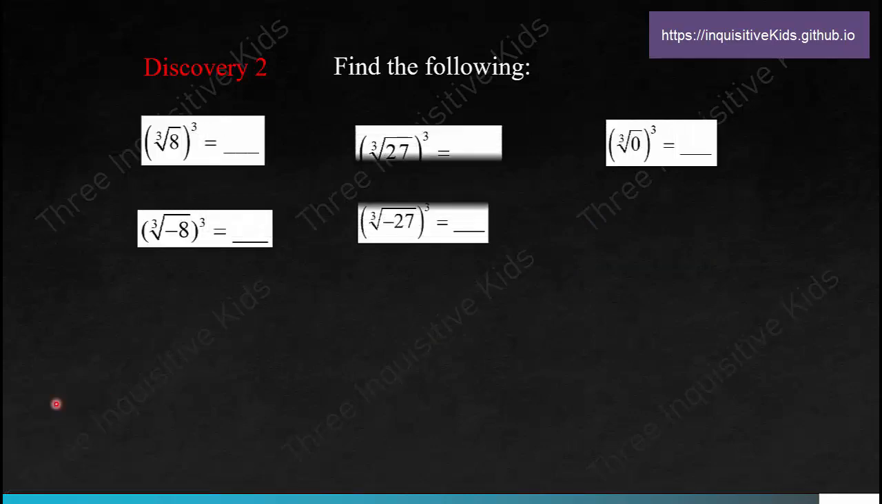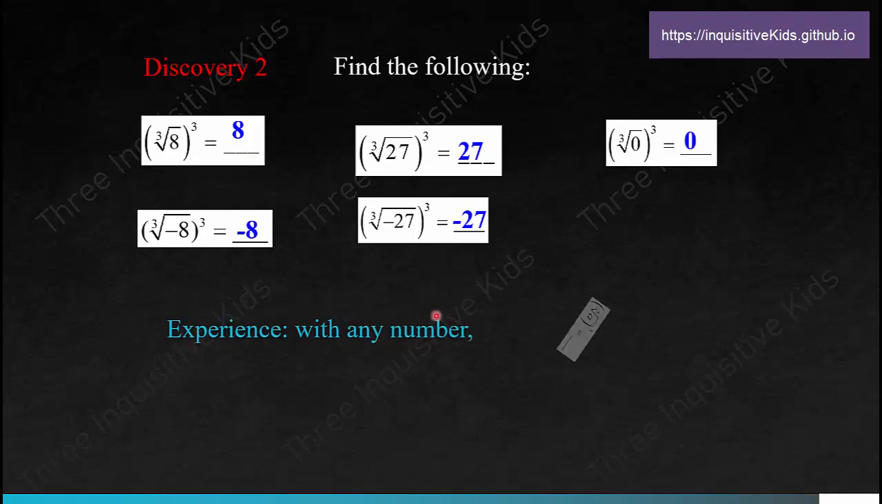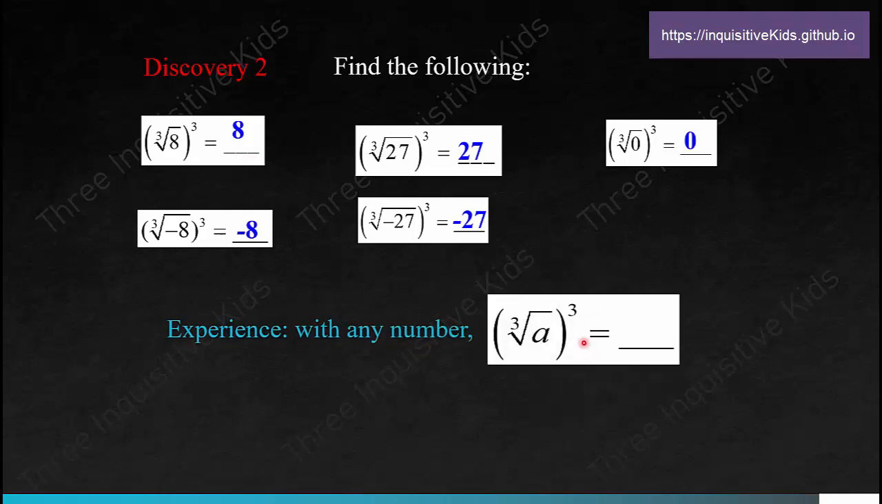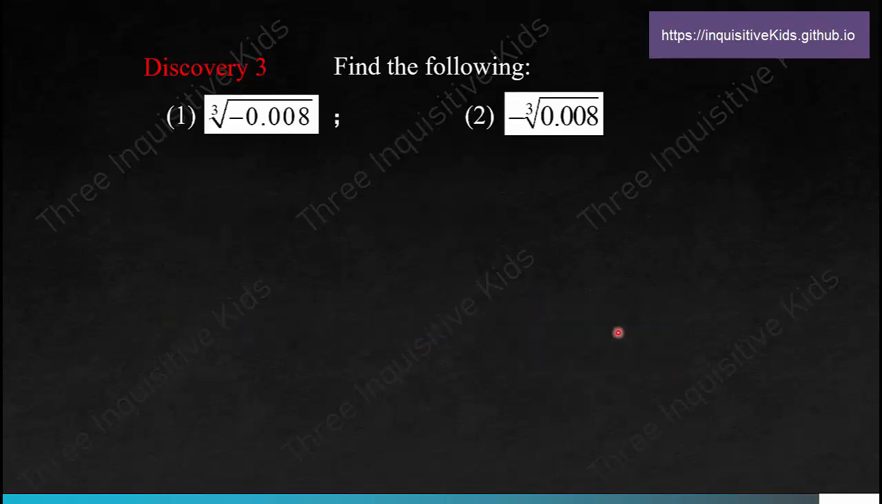Discovery 2. Find the following. Okay, same as before, just in a different order. Can you do it? Alright, well this is equal to 8, 27, 0, negative 8, and negative 27. So with any number, the cube of a cubic root is just going to be that number that's being cubed and cubic rooted. So that's just a. These two cancel out just as before.